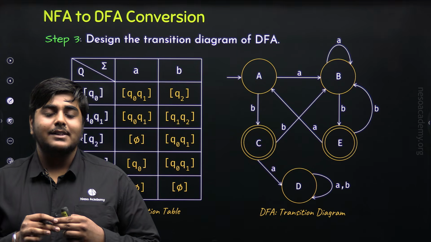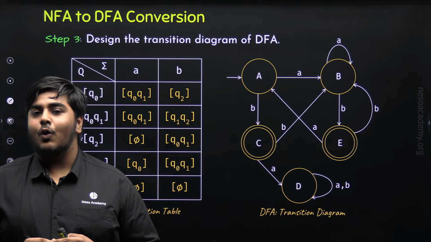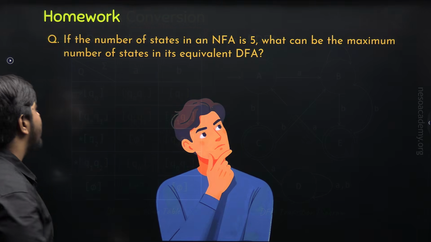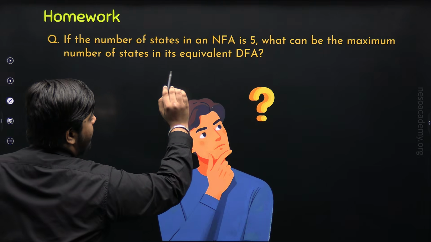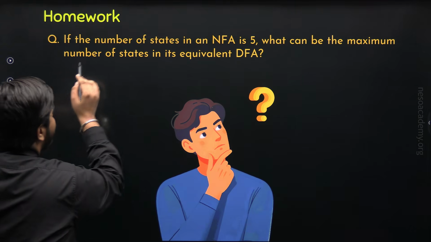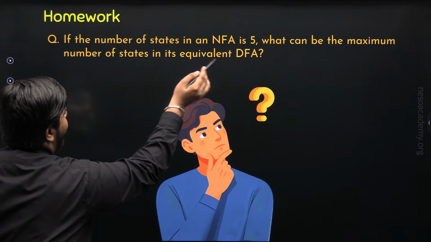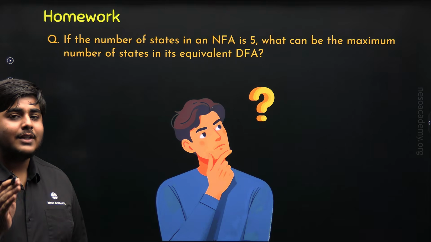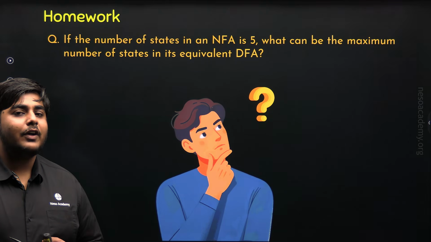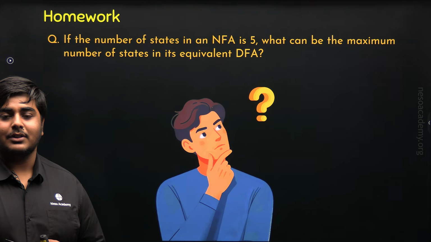Now, before ending this lecture, I have one simple homework problem for you. If the number of states in an NFA is 5, what can be the maximum number of states in its equivalent DFA? So find the answer for this question, and once you find the answer, do not forget to post it in the comment section.